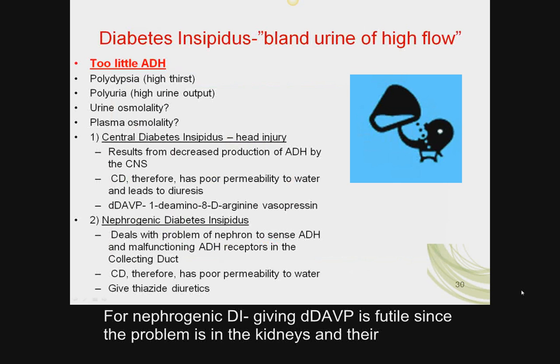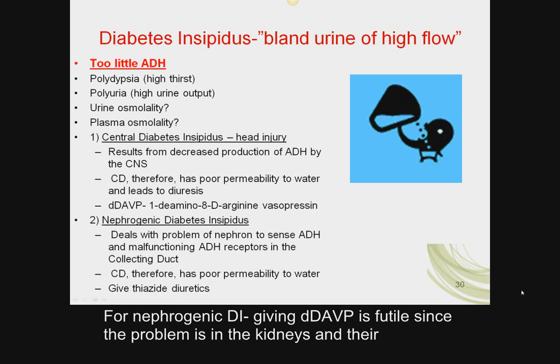Just like we had a syndrome of inappropriate ADH where there was too much ADH being released, we can have a problem with too little ADH. This is called diabetes insipidus, and it translates into bland urine of high flow. This is not a sugar problem. That's why bland urine is part of this disease's name. It's not a pancreatic issue.